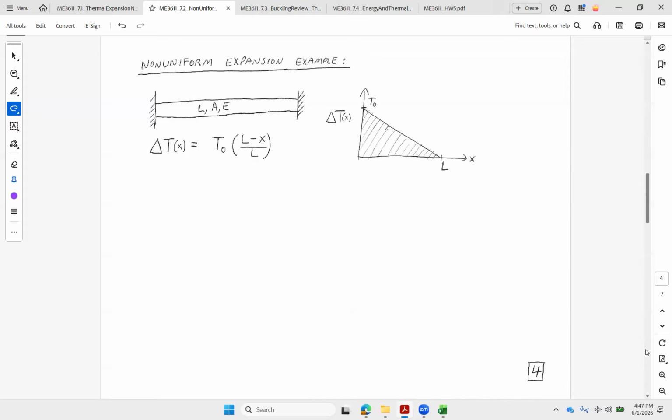So let's take a look at an example here. Our delta T of X is going to go from some high temperature down to room temperature, or base temperature, on the right side. So if on the left side I've heated it up by T naught, that's how much my delta T is on the left, and my delta T on the right is 0.